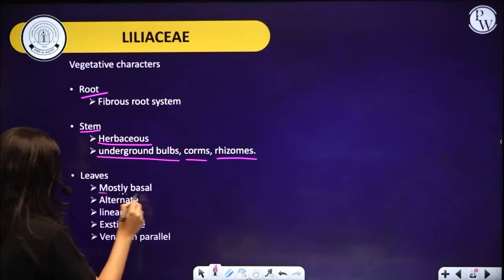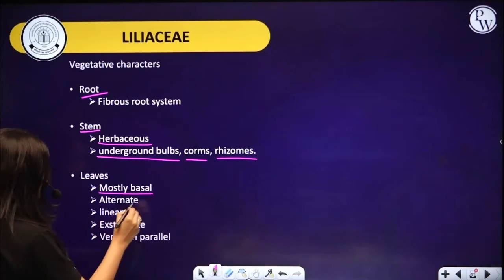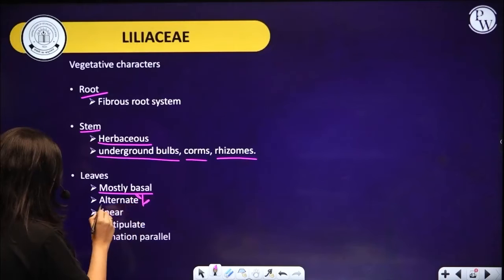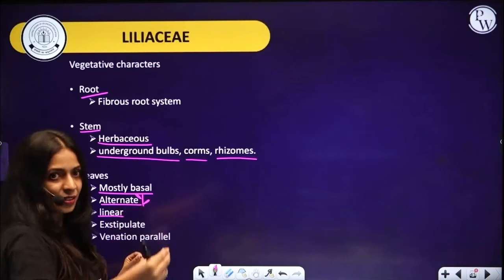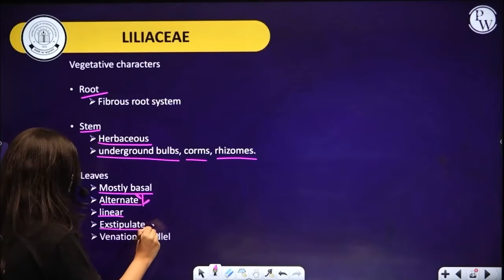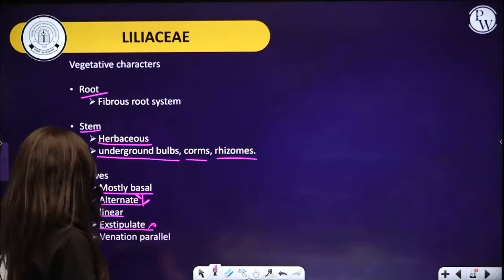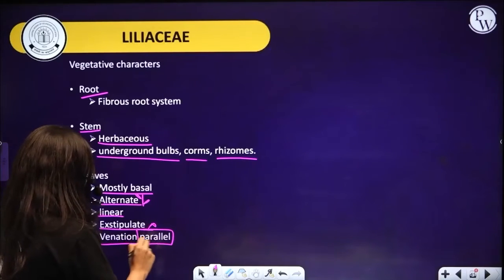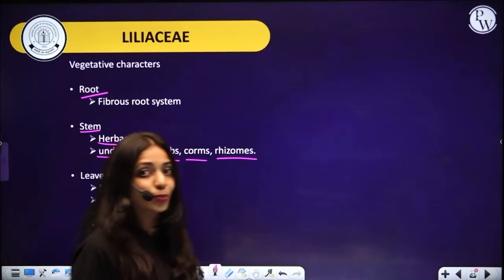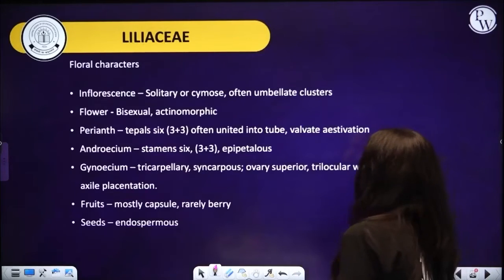Leaves are mostly basal. Alternate phyllotaxy can be seen. Leaves are linear in structure. Exstipulate, meaning it lacks stipules. Venation is parallel, obviously because it is a monocot plant family, right?